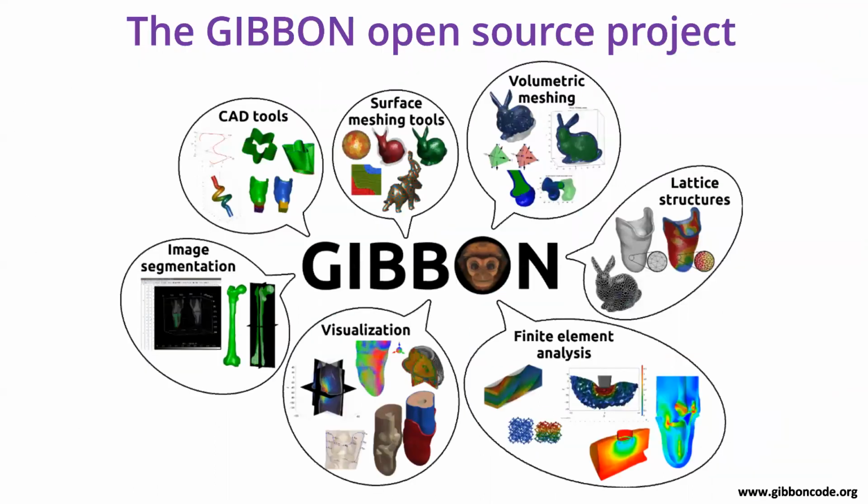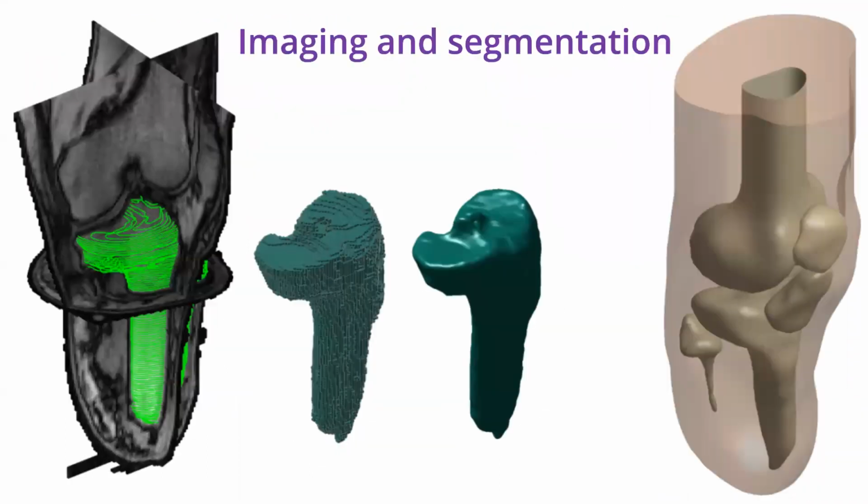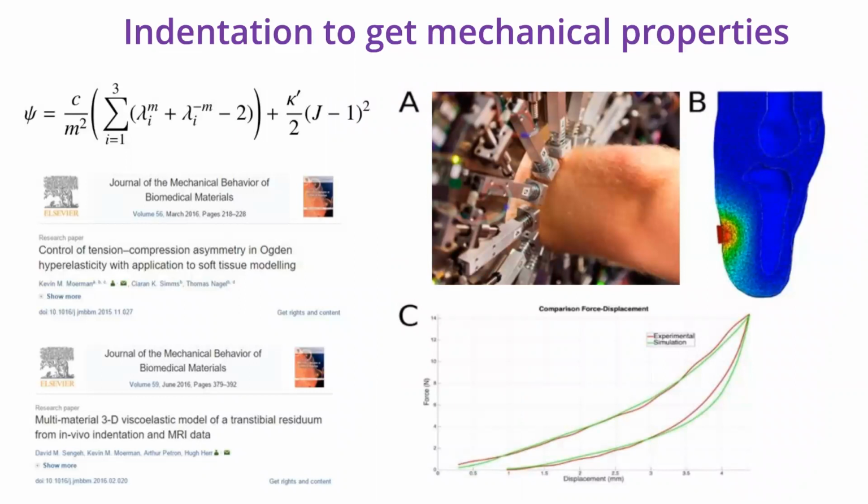So let me go through these steps of the process. So step one was segmentation. So this is a rough thresholding of an MRI scan, but then using GIBBON, we can segment those MRI scans here to get, for instance, the tibia. You can see it's quite an irregular shape. And you can do this for all the bony surfaces and the skin surface as well.